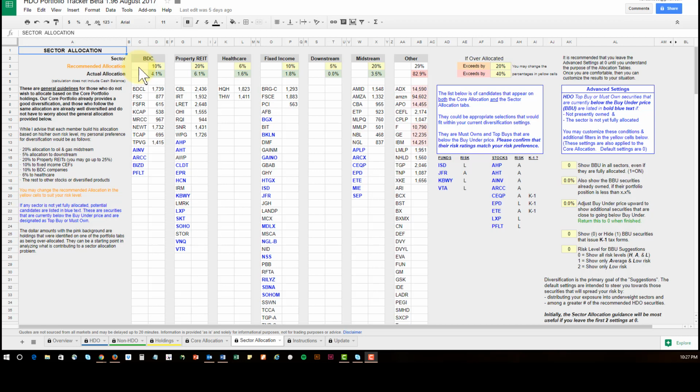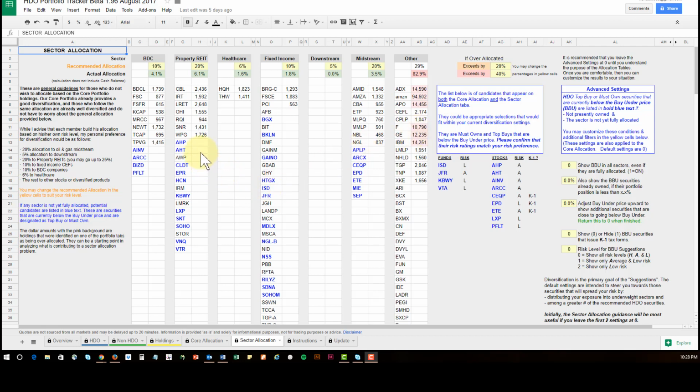The Sector Allocation tab combines all the HDO and non-HDO holdings and groups them according to investment sector and shows how your allocation compares to the recommended standard. Overallocation is quickly recognized with orange and red threshold alerts that are user adjustable and can be customized to suit the individual situation. Any individual securities that have been identified as over-allocated are highlighted to help analyze what might contribute to a sector allocation problem.